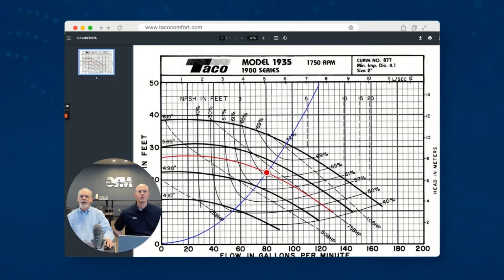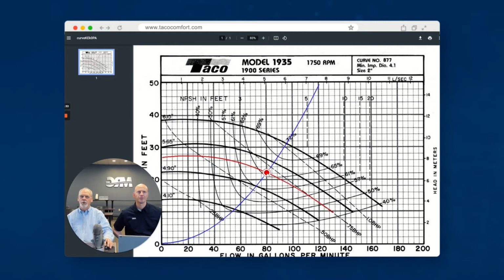And the other good thing about it, John, is if you follow your red line out, it never crosses this 3/4 horsepower line. So it stays below the 3/4 horsepower. Mm-hmm. And that's going to be the horsepower motor that we put on this pump so that we're operating below the rated horsepower.